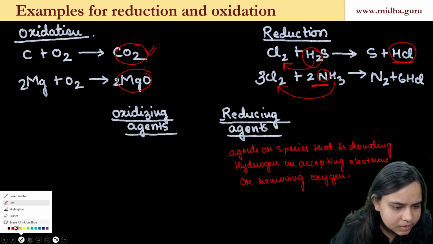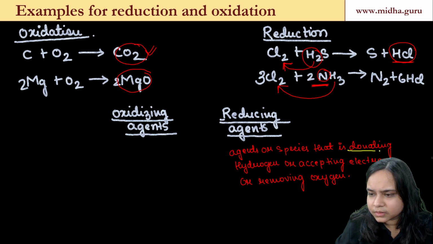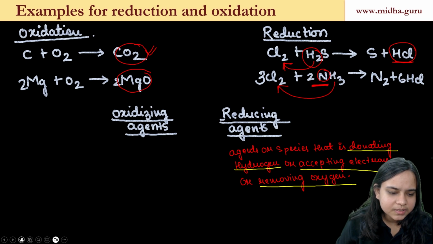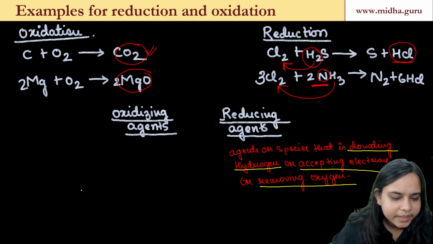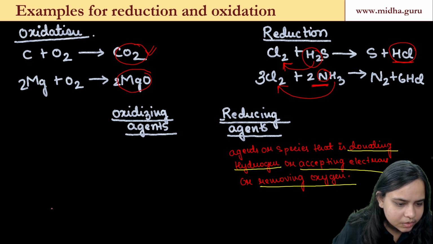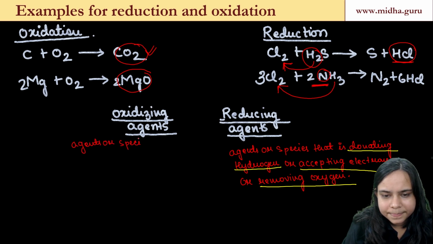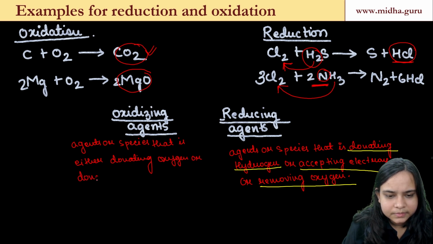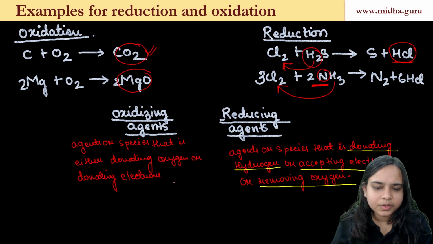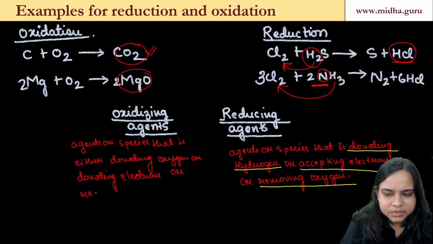This needs to be noted very carefully: donating hydrogen or accepting electrons or removing oxygen. Just opposite to this, oxidizing agents are those agents or species that are either donating oxygen or donating electrons. Since we know that oxidation is removal of electrons, donating electrons or removing hydrogen.